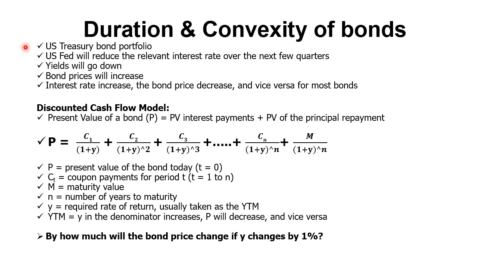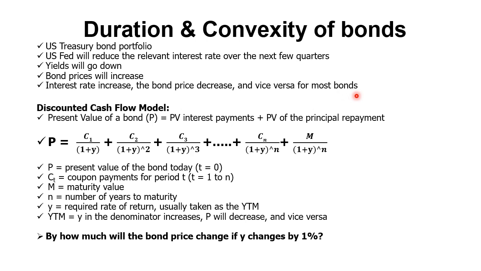You believe that the US Fed will reduce the relevant interest rate by 50 basis points in the next policy meeting and reduce the rates further over the next few quarters. You know that if the rate is reduced, the yields of the bonds will go down and the prices of the treasury bonds of different maturities will increase, because the price of a bond is inversely related to the changes in the interest rates. If the interest rate rises, the bond price falls, and if the interest rate decreases, the bond price increases. This is true for most bonds.